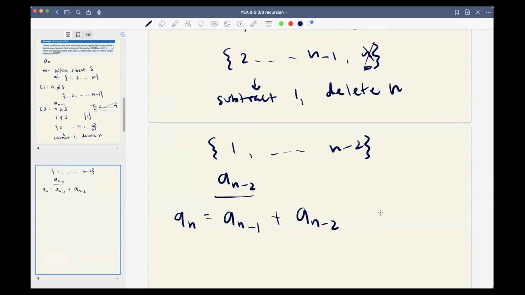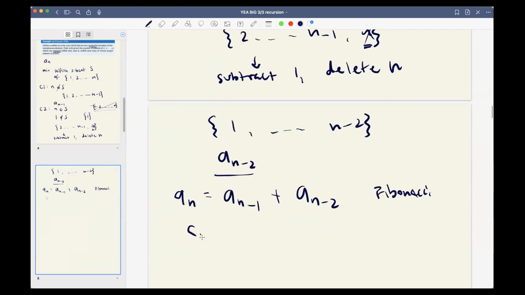This is again Fibonacci, right? The Fibonacci condition. But we have to check the first two terms, and you can get that a1 is equal to 1 and a2 is also equal to 1, just by working through it pretty easily. So our answer is just going to be the nth Fibonacci number.